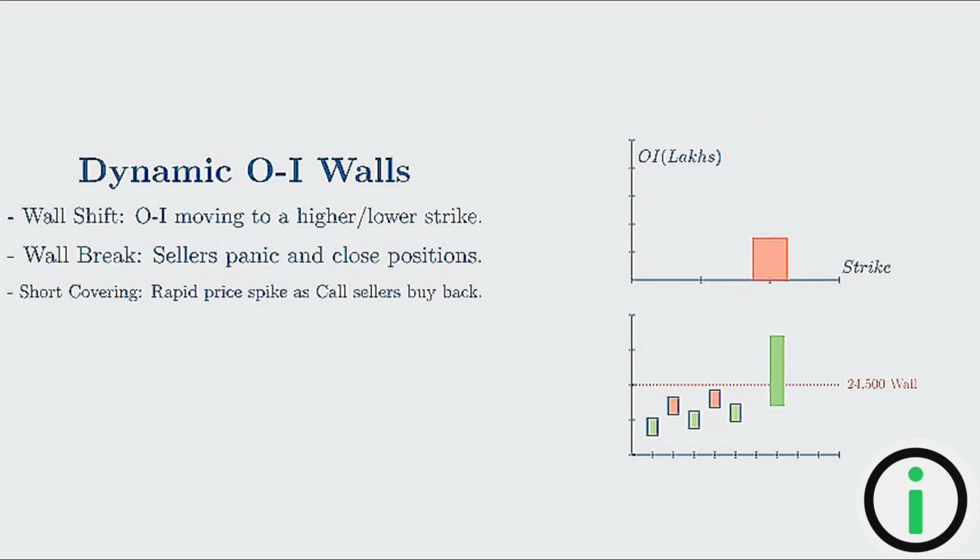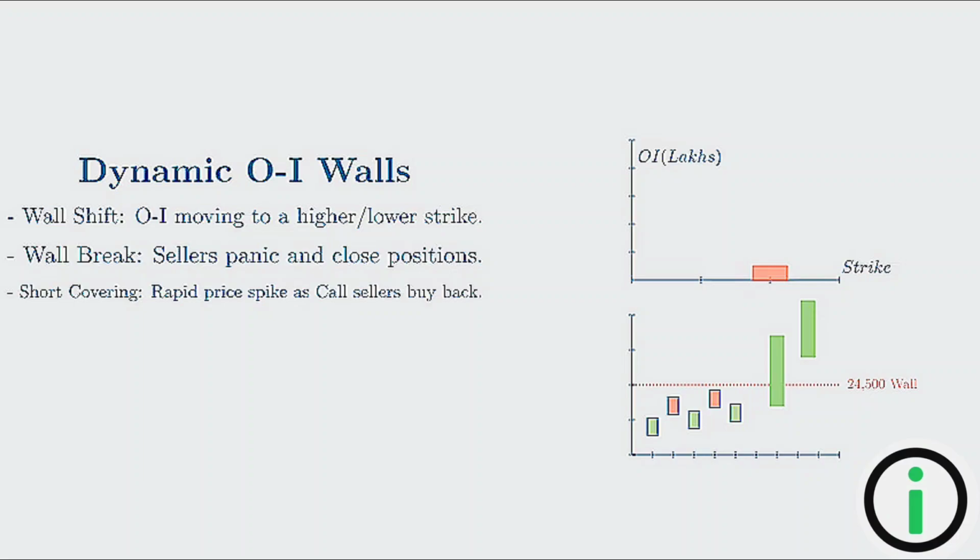If the price manages to push above the 24,500 call wall despite the 80 lakh contracts, those sellers begin to lose a lot of money very quickly. To stop their losses, they must buy back the calls they sold. Think about that. Sellers becoming buyers. This creates a surge in buying pressure that can catapult the price even higher.